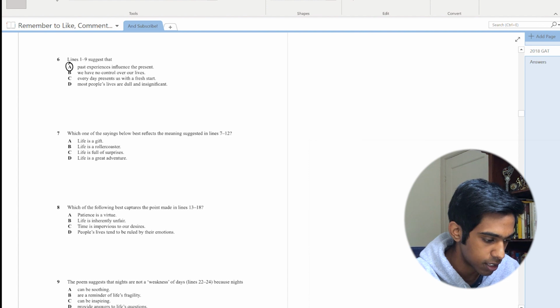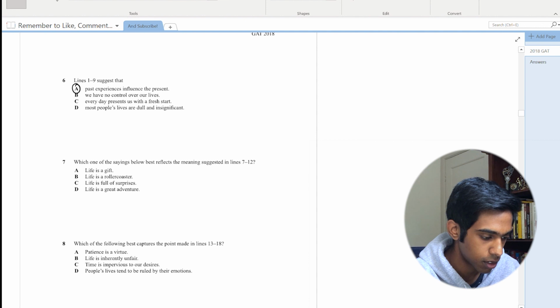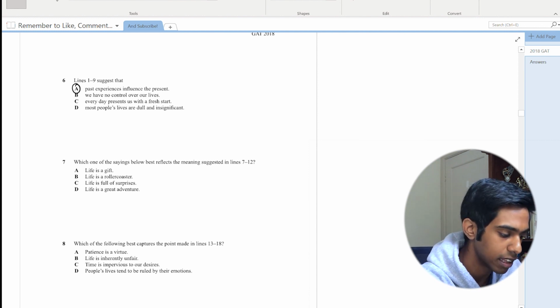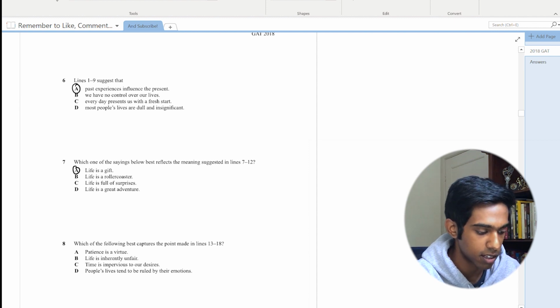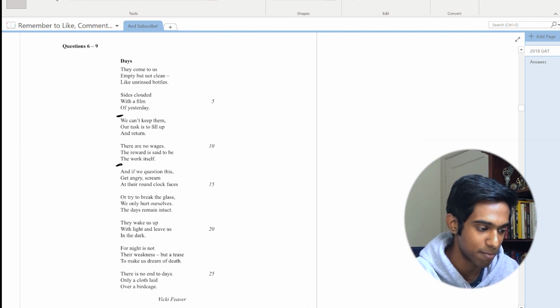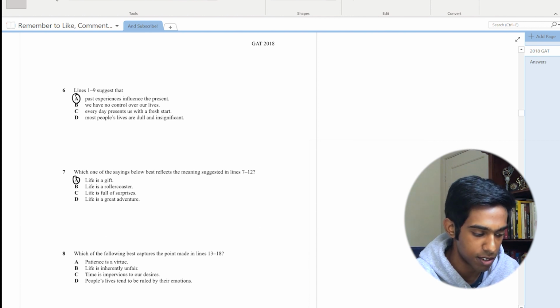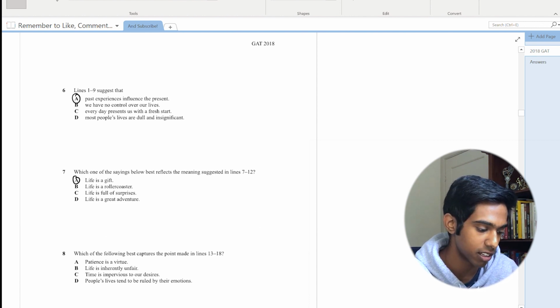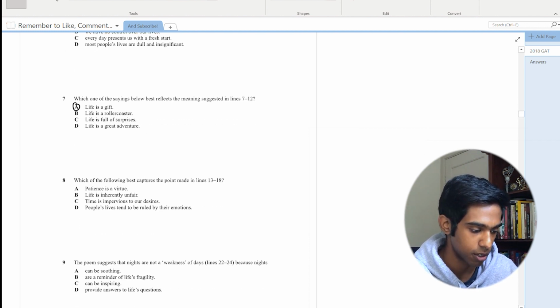So I'd say the most likely one that would be reflected here is going to probably be A, life as a gift. I'm not really sure about this one. It's definitely not B and C because there's nothing really about surprises here. And there isn't much excitement in the poem. But I think the other possibility is D, life is a great adventure. But again, there's nothing really in the poem that would suggest that it's anything adventurous or exciting. So let's move on to 8.